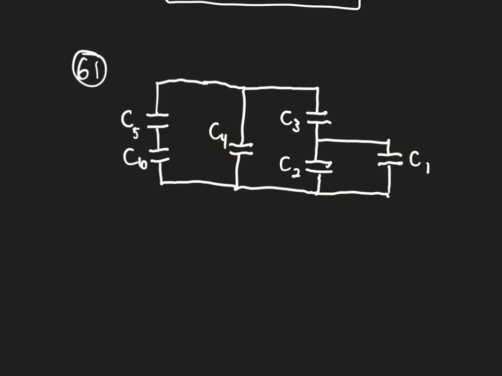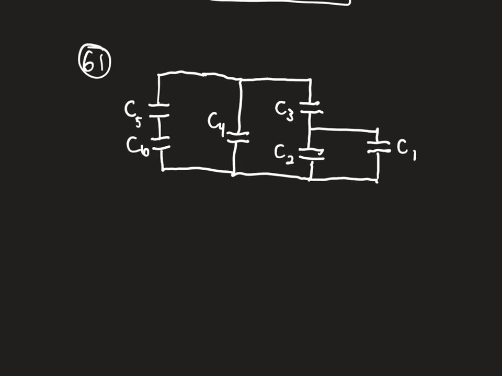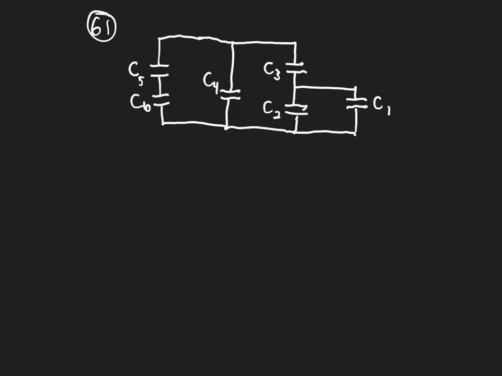How do I add capacitors in series? One over C1 plus one over C2, one over each of the capacitances. I would combine these two together into a new capacitor that I would call C56. So I would redraw this picture and figure out 1 over C56 equals 1 over C5 plus 1 over C6.